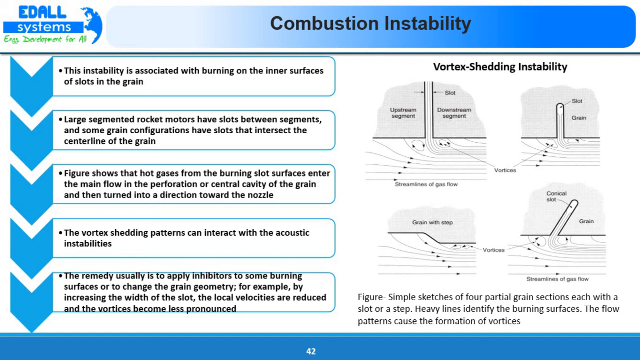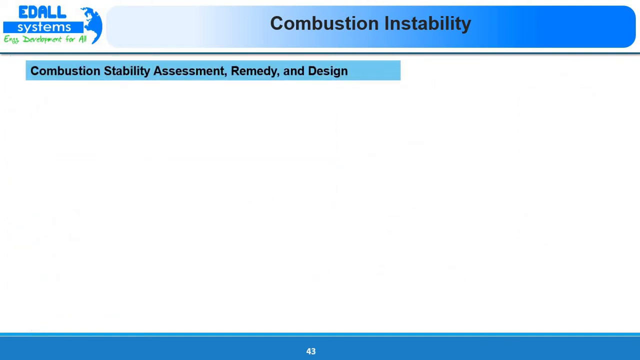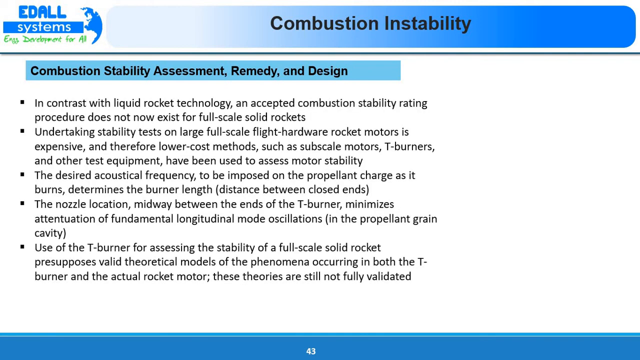So the remedy usually is to apply inhibitors to some burning surfaces or to change the grain geometry. For example, by increasing the width of the slot, the local velocities are reduced and the vortices become less pronounced. So the inhibitors which we discussed earlier, which are non-burning materials, can be used at some burning surfaces, or some grain geometries can be changed by increasing the width of the slot. So these are the two combustion instabilities which are present for solid propellant rocket engines. Now we will see how we can assess these instabilities and provide remedies and design changes.